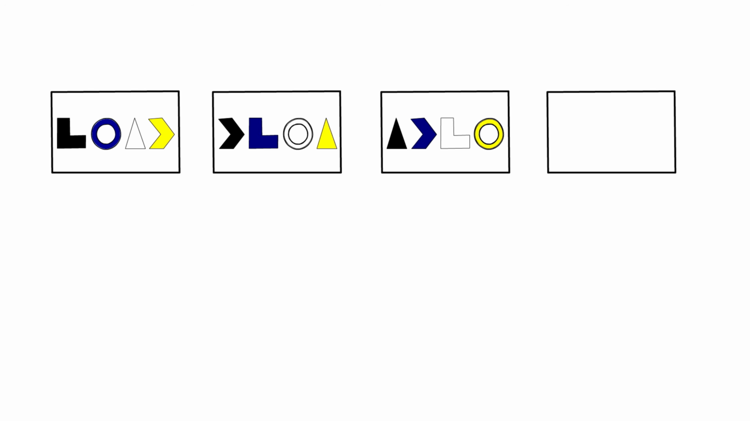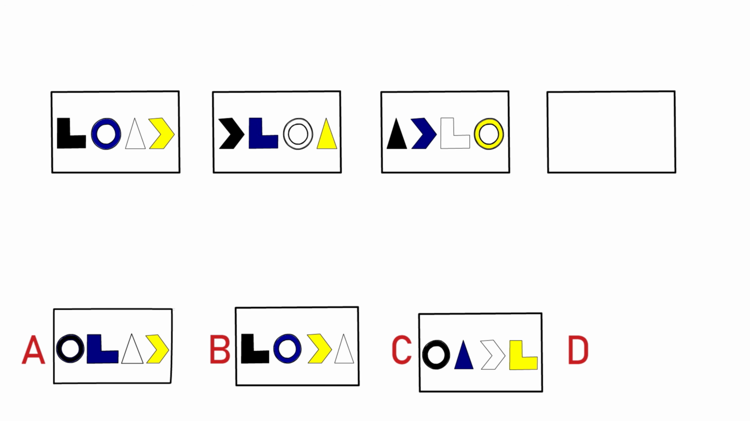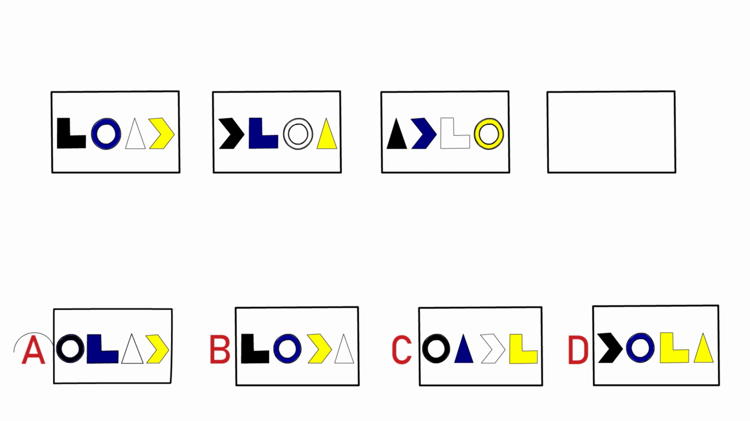Let's look at each of the answers and try to exclude the incorrect answers. For example, choice A does match the color pattern, but if you look closely, the next shape after the circle should be a triangle, and not the L shape as it is currently presented in choice A. Choice B can be excluded because it doesn't match the color pattern. As you can see, the yellow shape and white shape should be swapped to match the color pattern.